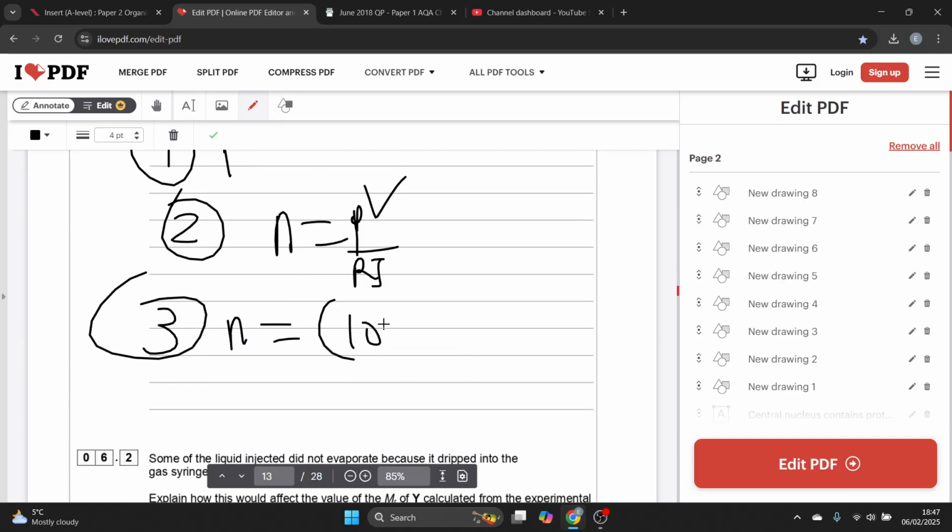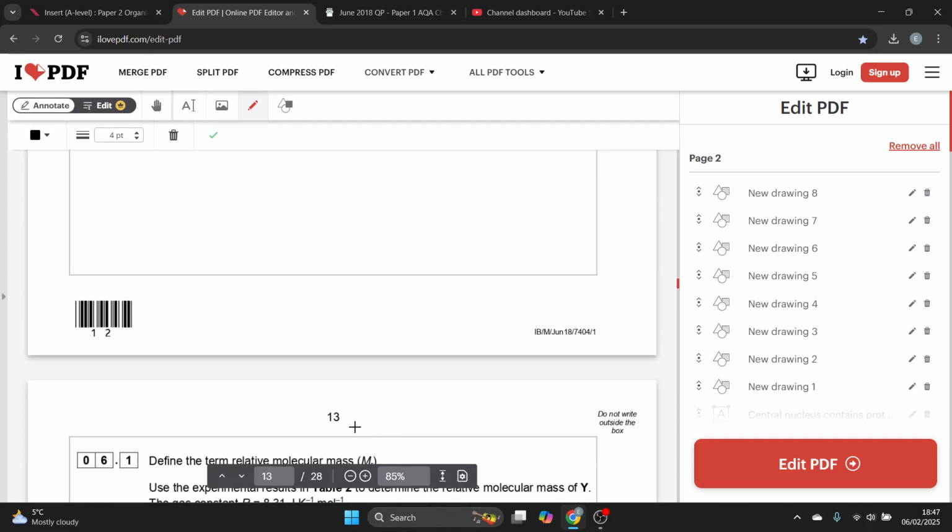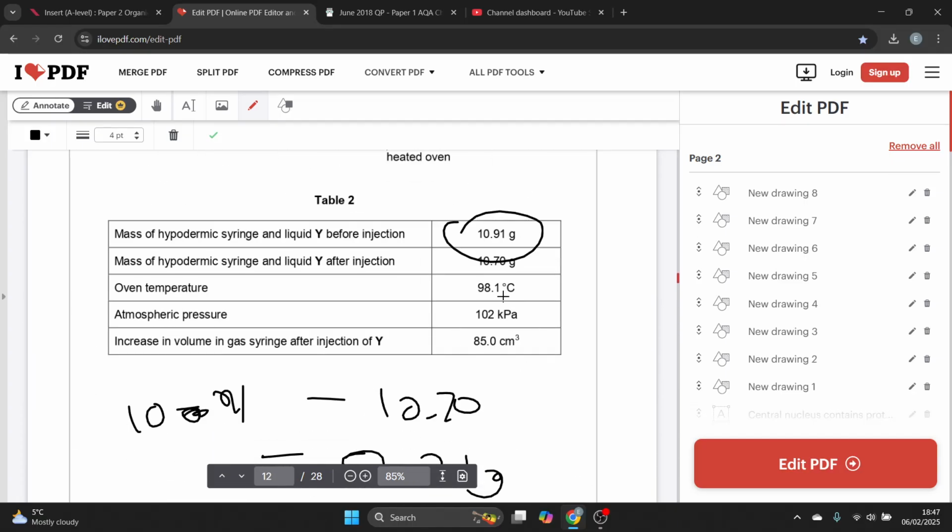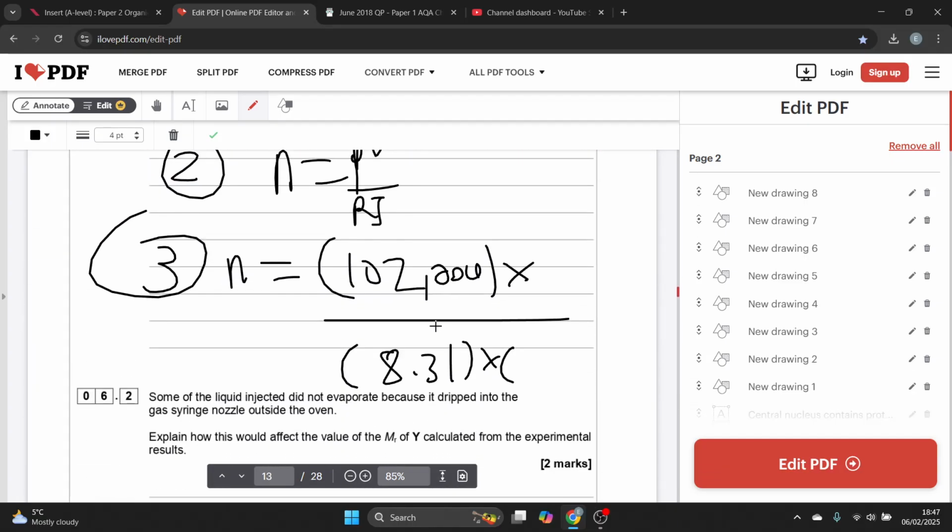So n is equal to P in pascals, 102,000 pascals, times the volume, obviously in meters cubed, divided by R, 8.31, times the temperature in Kelvin, which is degrees Celsius, 98.1 plus 273. That's how you convert from degrees Celsius to Kelvin.